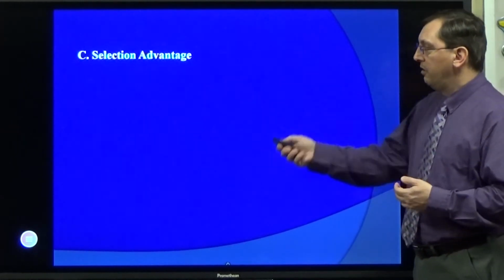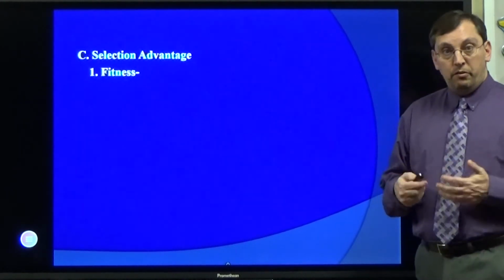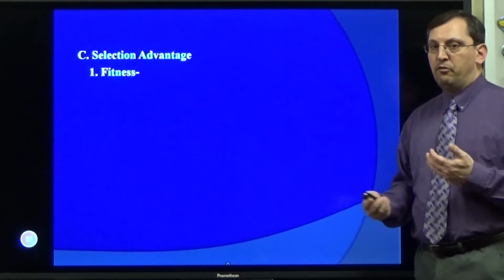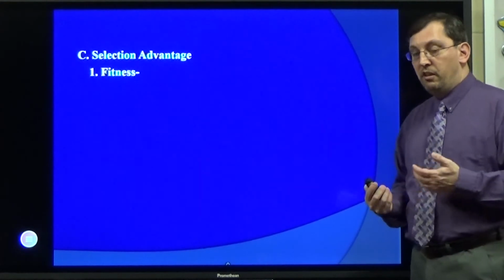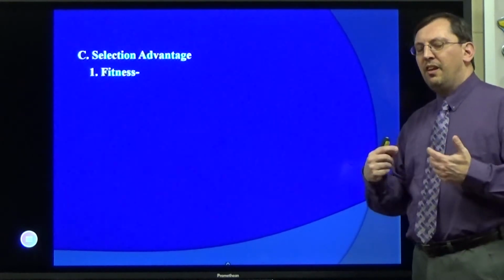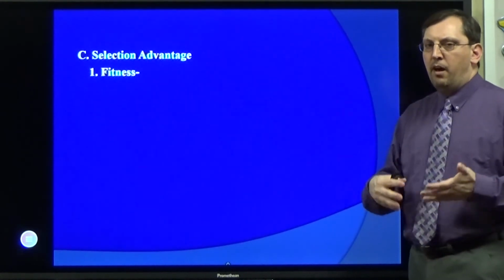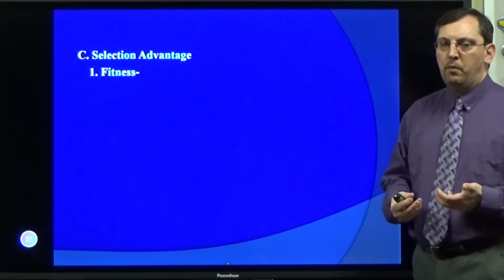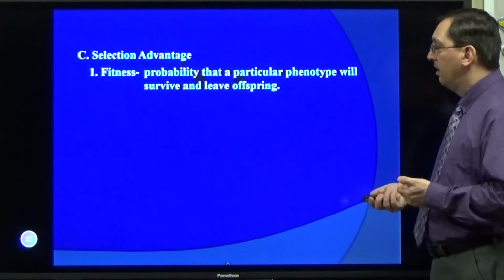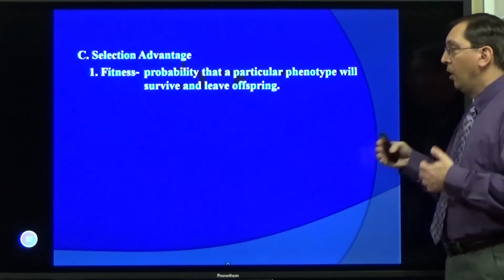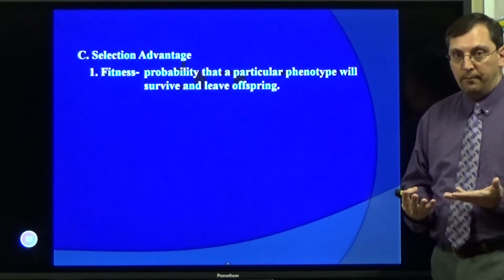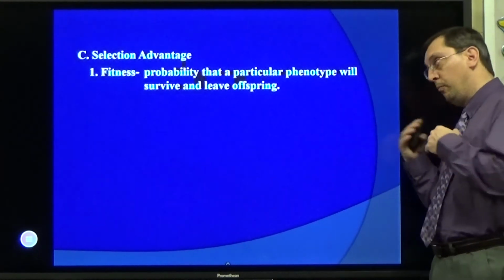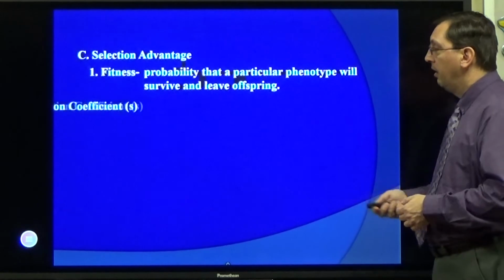Selectional advantage. One of the words we use in this is fitness. The word is commonly misunderstood when dealing with natural selection and evolution. Fitness isn't like I'm going out and exercising. It's how well do I fit to my environment? How well am I at an advantage to surviving, reproducing, and giving my genes to the next generation? So it's the probability that a particular phenotype will survive and leave offspring. So not only are you able to survive, you're able to push those genes on to the next generation.